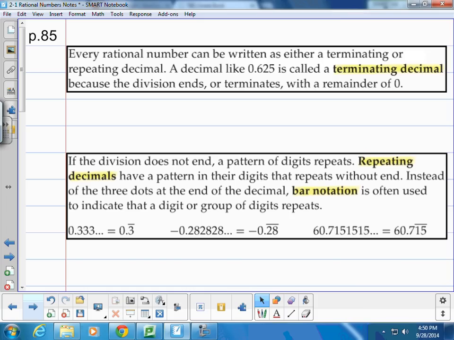Every rational number can be written as either a terminating or repeating decimal. A decimal like 6 and 25 thousandths is called a terminating decimal because the division ends or terminates, which means stops, with a remainder of 0. So here's another one of those vocab things which I am probably going to ask you about, and you'll have your vocab sheet. Terminating decimal means it stops. So right here we see that there's no more remainders after the 5. So that decimal does not continue, it stops there, terminates.